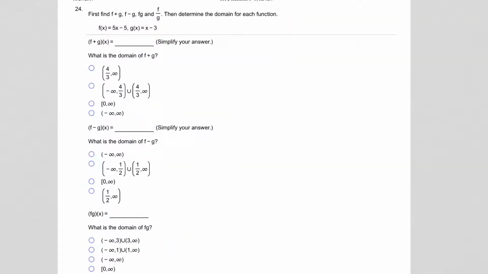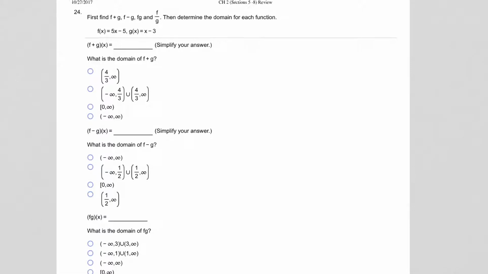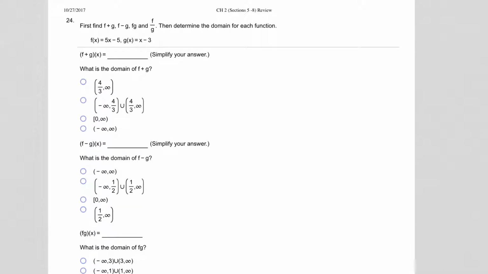Alright, next we have composite functions where we are going to do arithmetic. So we're going to add, subtract, multiply, and divide. So we have our 2 functions right here. And so for the first one, what is f plus g? 5x minus 5 plus g. So this is f, this is g. And we just simplify this to be 6x and negative 8.